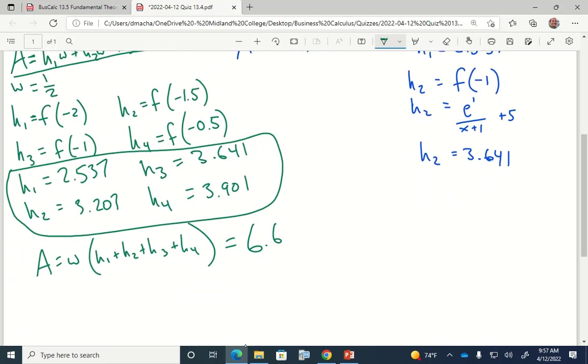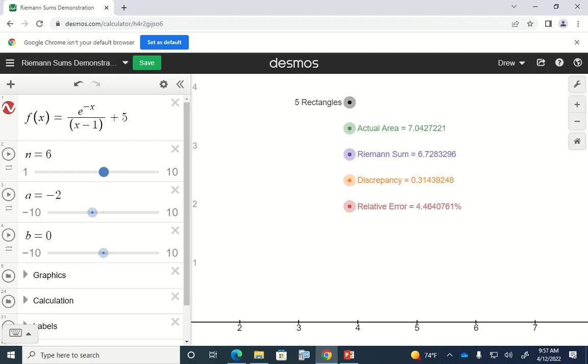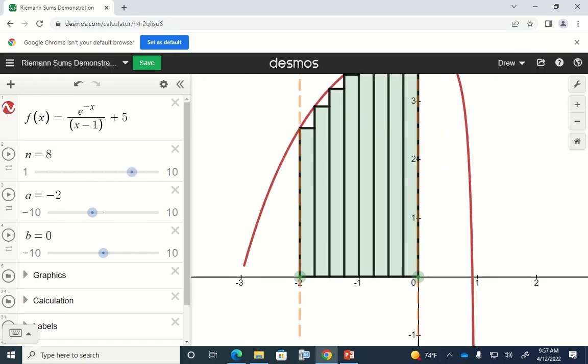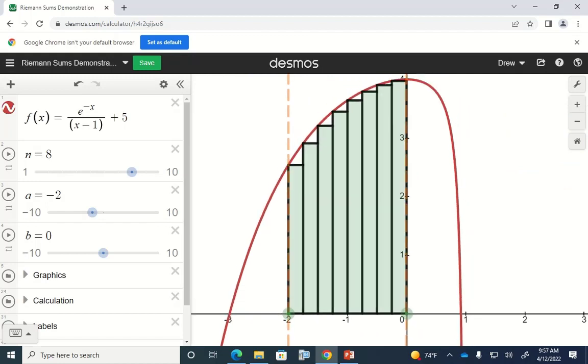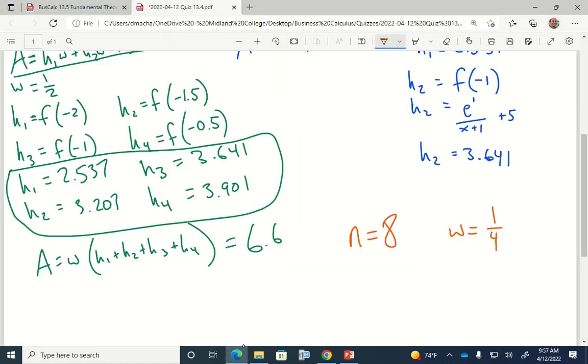And the last thing you would do is, for the case when you have 8 rectangles, you would have to find rectangles with the width of 1/4. The width is 1/4 because you have an interval from -2 to 0, so an interval with width 2, but then you're dividing up that width into 8 different rectangles. So 2 divided by 8 would be 1/4. The width of each of these 8 rectangles is going to be 1/4.